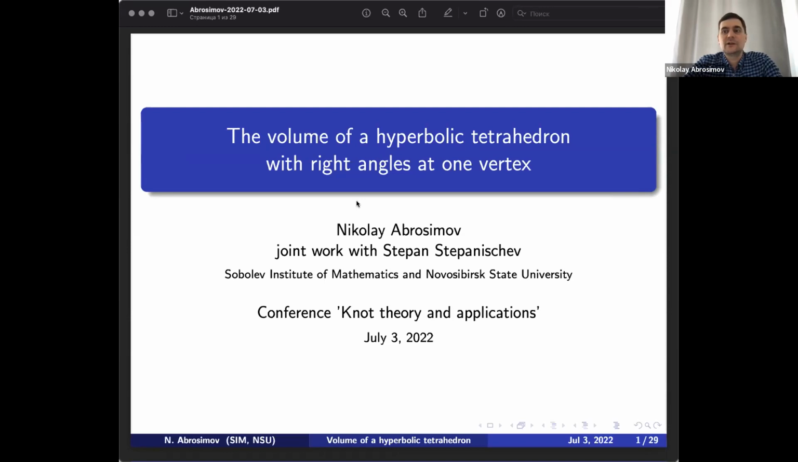It will be devoted to the classical problem of hyperbolic geometry, which is related to the theory of three manifolds and knot theory as well. Namely, I will speak about the volume of a hyperbolic tetrahedron with right angles at one vertex. The main result is based on our joint work with my student Stepan Stepanischev, and it is quite a recent result, not published yet.